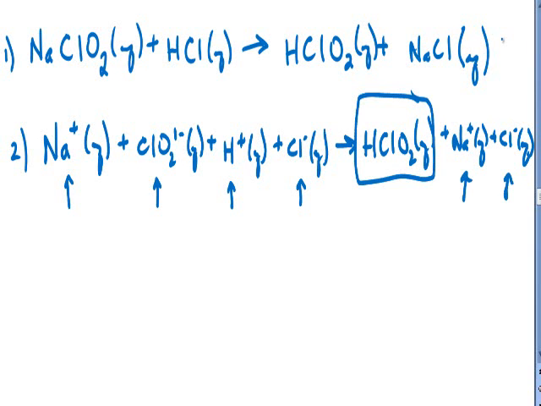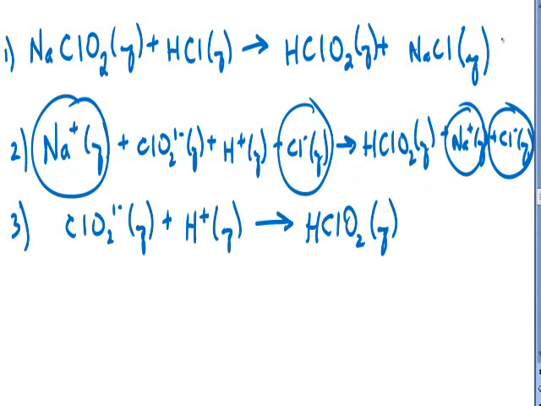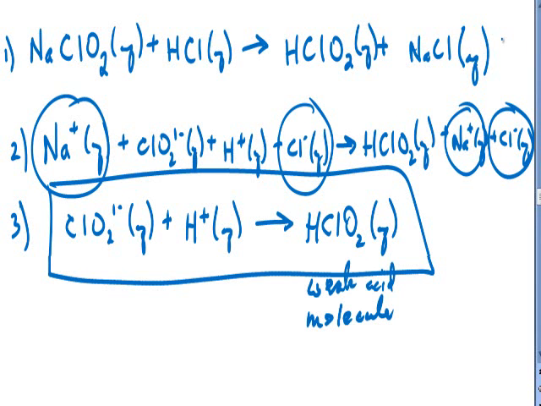We now want to identify our spectator ions, eliminate the spectators, and reduce to net ionic form. Our spectator ions are the aqueous sodium ions and aqueous chloride ions, they can be eliminated. This leaves us with our net ionic equation of chloride ions, aqueous, plus H plus aqueous ions, gives us our weak acid molecule, HClO2. This would be an example of a double replacement reaction that forms a molecule as a product.